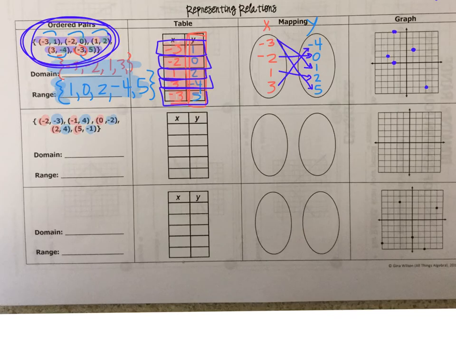Okay, on this next one, I just made all my x's red and all my y's blue. So my domains are my red ones. Negative 2, negative 1, 0, 2, and 5. My ranges, negative 3, 4, negative 2. I've already written a 4 up here, so I'm not going to write that again. Negative 1. All right, now I'm going to put them into my table.